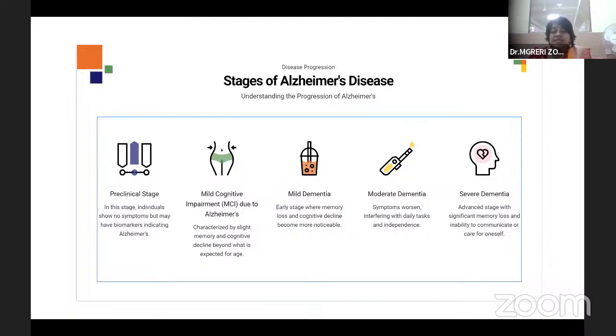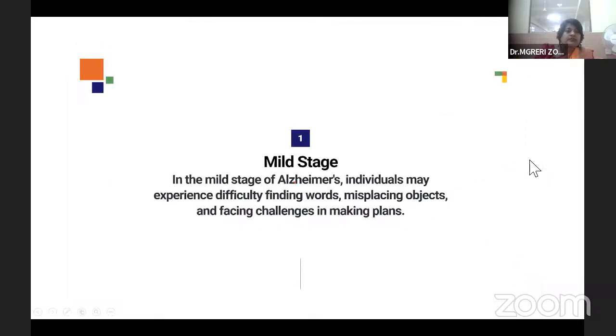The next stage is severe dementia. So in severe dementia, what happens? You will have significant memory loss and an inability to communicate or care for oneself. In a mild stage of Alzheimer's, individuals may experience difficulty finding words, misplacing objects, and facing challenges in making plans.